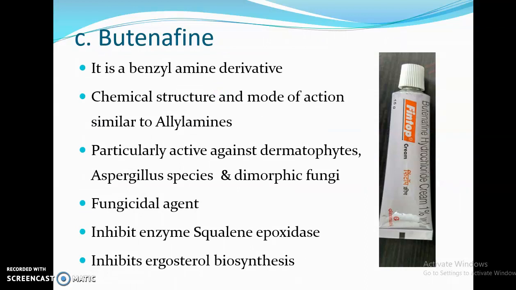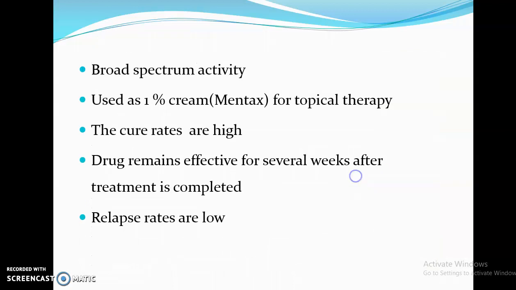Next one is butenafine. It is a benzylamine derivative. The chemical structure and mode of action is similar to allylamines, and it is particularly active against dermatophytes, Aspergillus species and dimorphic fungus. It is also available as butenafine hydrochloride cream 1%. It is having fungicidal activity. It inhibits the enzyme squalene epoxidase, thereby inhibiting the ergosterol biosynthesis. It is having a broad spectrum activity. Recovery rate is very high. The drug remains effective for several weeks even after the treatment is completed, so the relapse rate is very low.